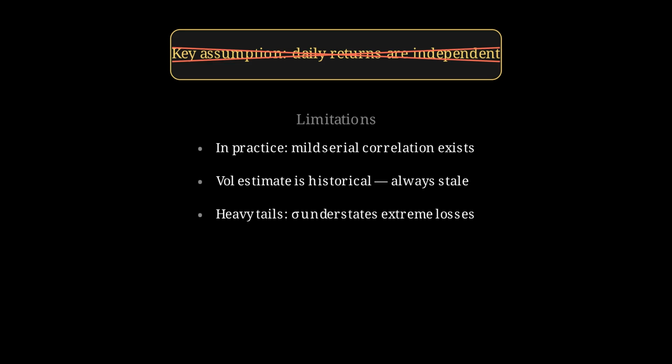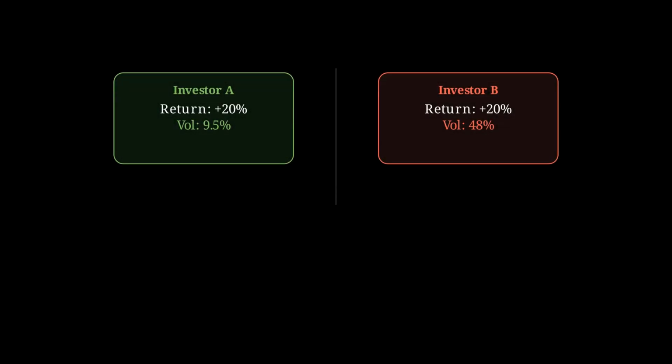When practitioners say a strategy has 15% annualized volatility, they usually mean a historical estimate over some look-back window. That estimate is always stale. And for heavy-tailed return distributions, which financial returns often are, the standard deviation captures spread but not the magnitude of the worst outcomes. So now we have two numbers for any strategy or asset, the average return and the volatility.